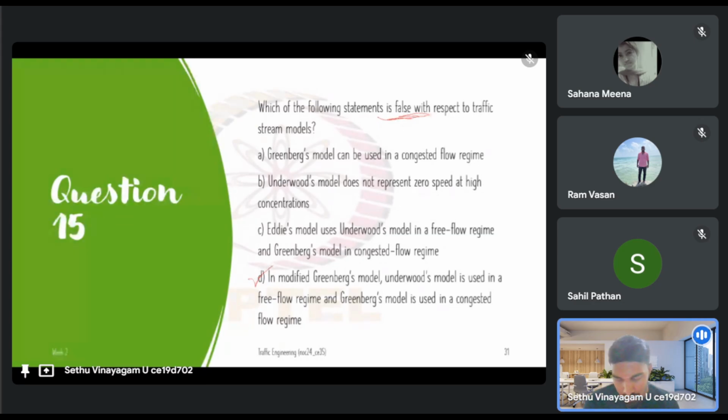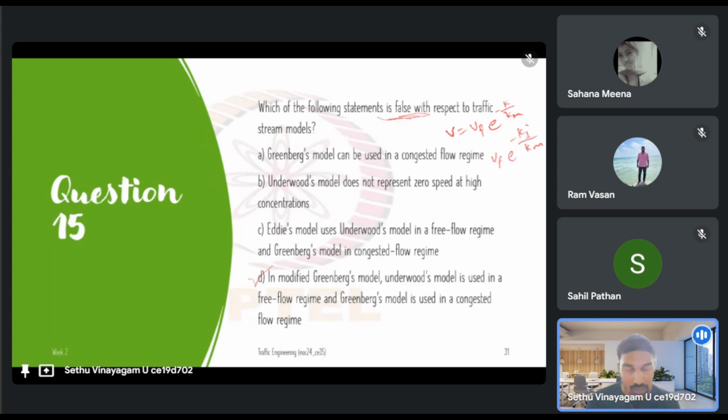So A is correct. B is Underwood's model does not represent zero speed at high concentration. So this is also correct, right? Underwood's model has a problem at high densities. Why? Because what is Underwood's model? It is v equals Vf e power minus k by km, right? So that's the speed density relationship by the Underwood model. So at high concentration, when you look at kj and substitute that, it becomes Vf e power minus kj by km, right?